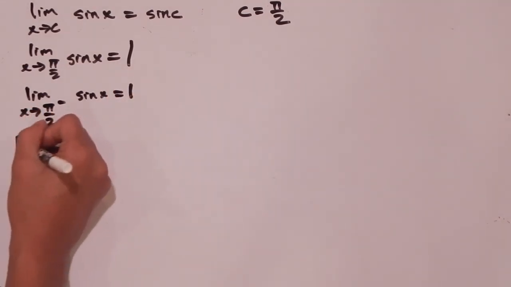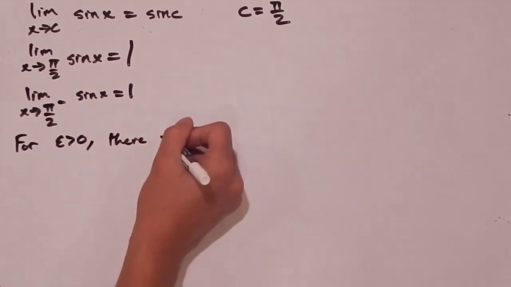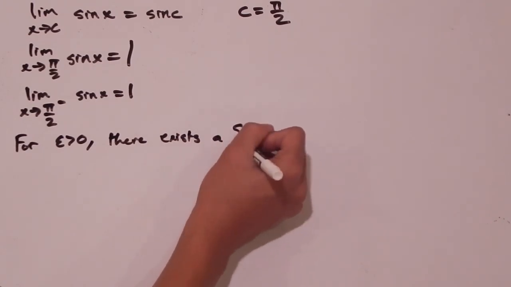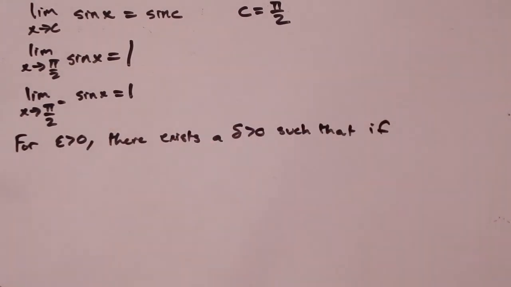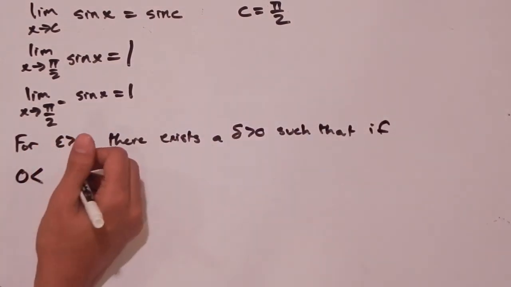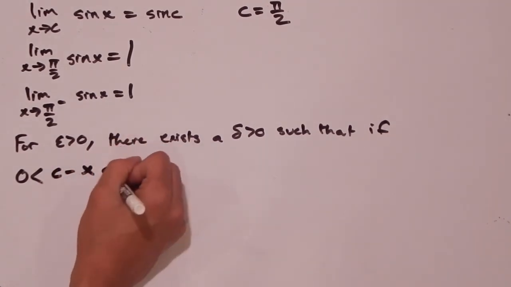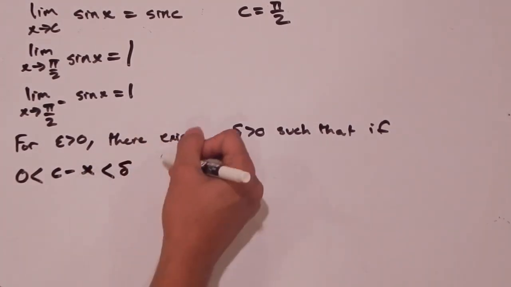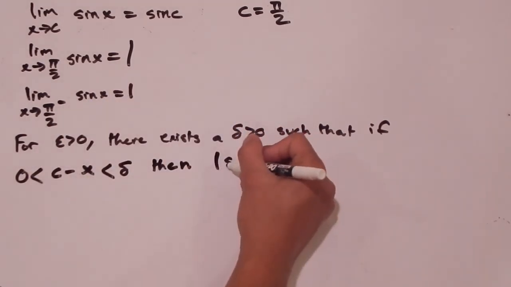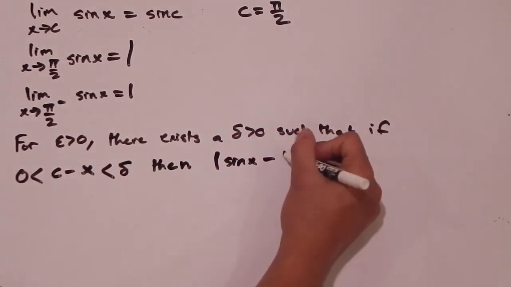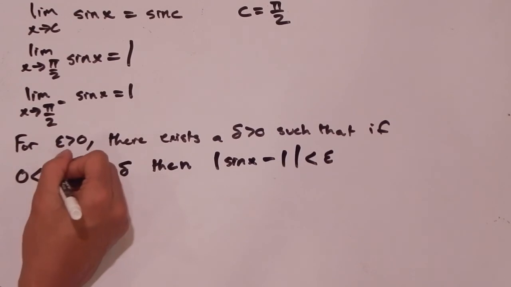So we have to show for any epsilon greater than 0, there exists a delta greater than 0 such that if 0 is less than, this is going to be c minus x, no absolute value because we're looking at that left-handed limit, which is going to be then in turn less than delta, then f of x, which is sine of x, minus L, which is 1, will be less than epsilon. And we know c in this case is going to be pi over 2.